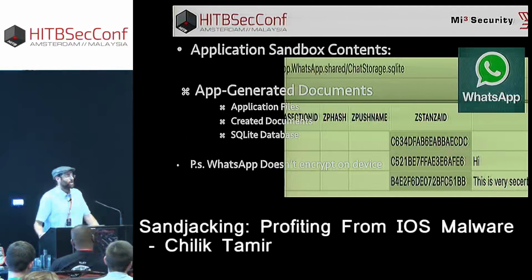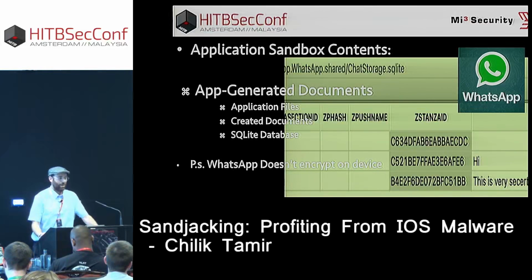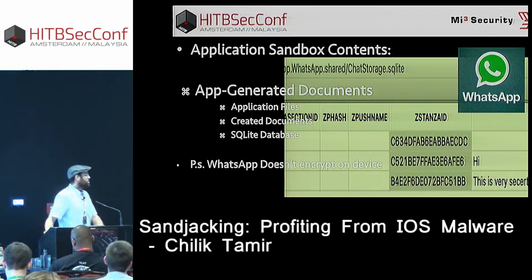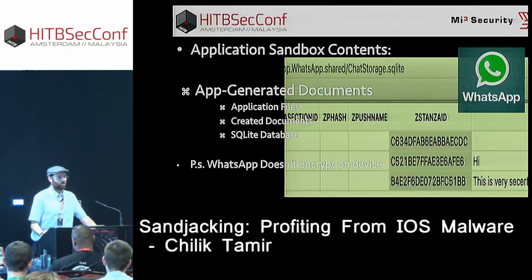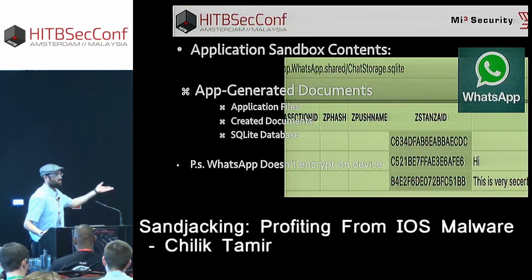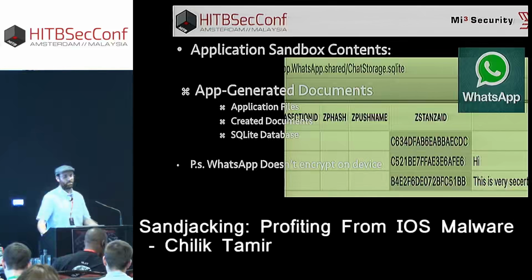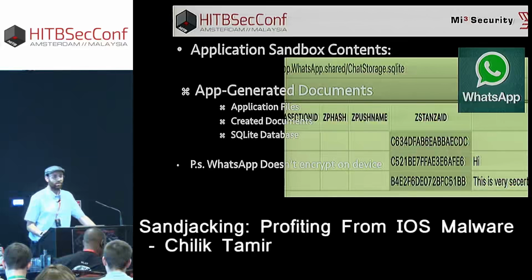When looking at application sandbox contents, we most often see SQLite databases for storage, application files, and configuration files, and a lot of them hold sensitive information. By the way, WhatsApp end-to-end encryption doesn't work on the device itself. On the device itself, the database is decrypted. It's not encrypted. So if a malicious application can take hold of that content, it could read all of your chat messages from WhatsApp.